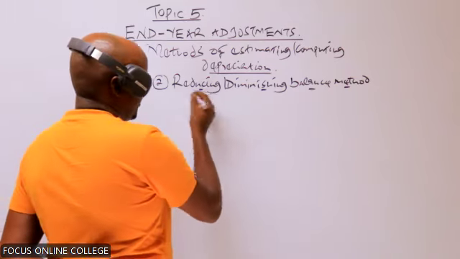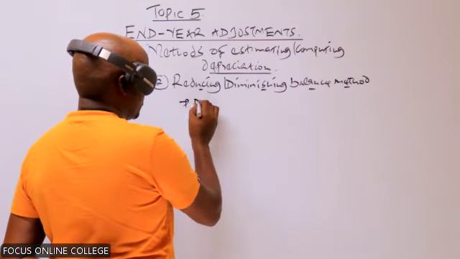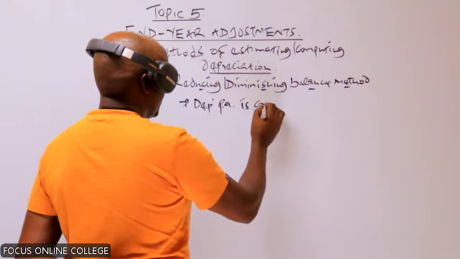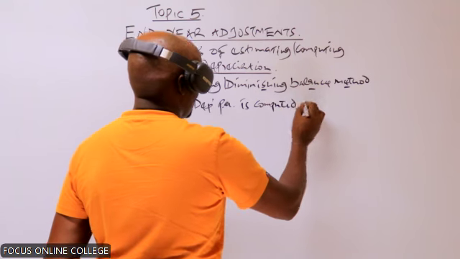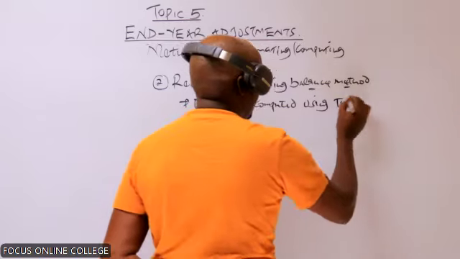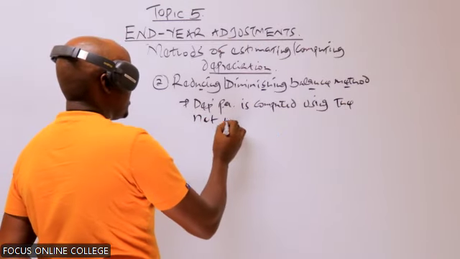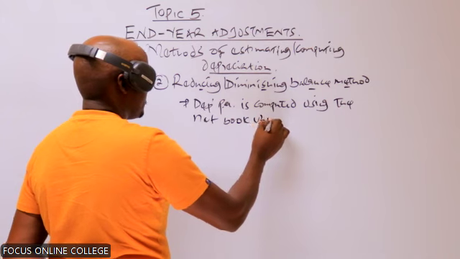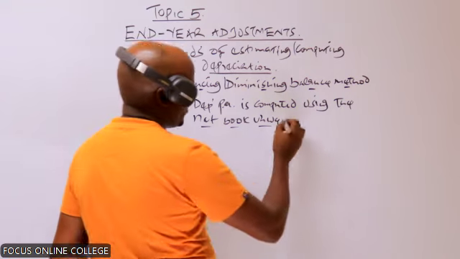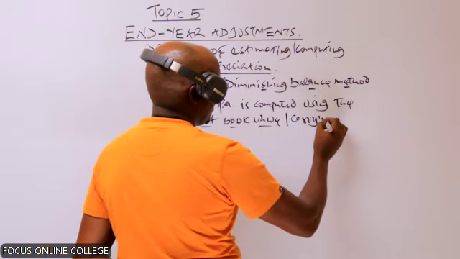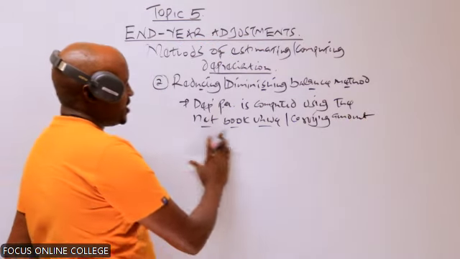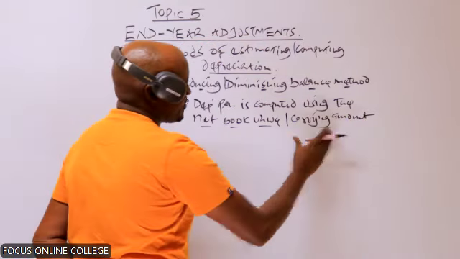So under this particular method, depreciation per annum is computed using the net book value, which is also known as the carrying amount. So how do we determine the net book value, or how do we determine the carrying amount?